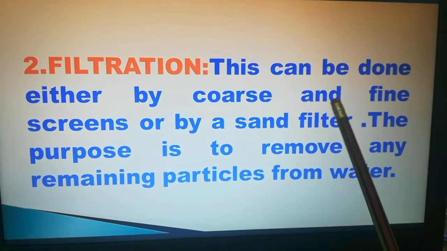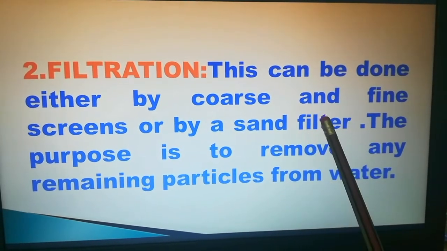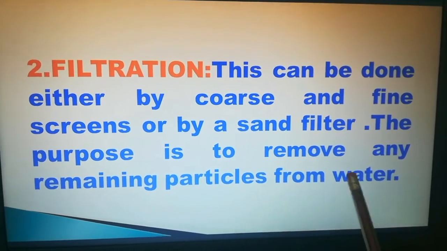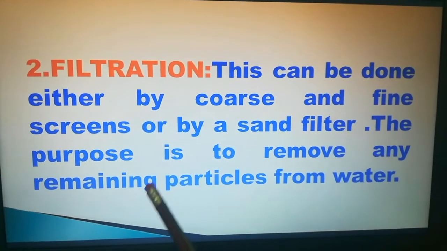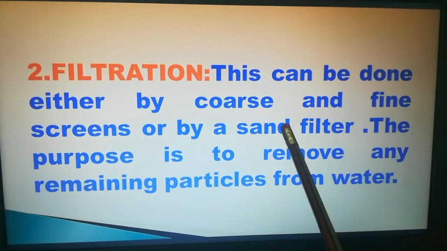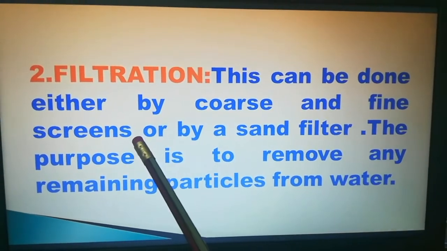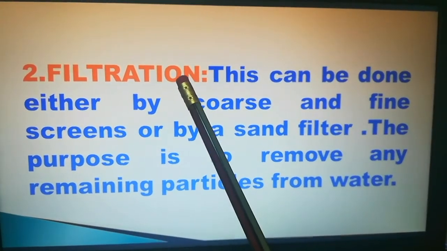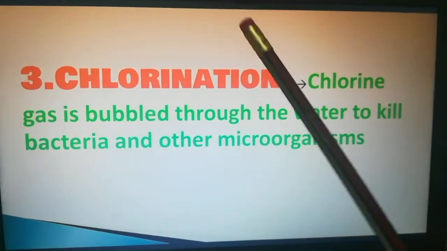What is it doing? It prevents the entering of any remaining particles in the water. It removes all the small suspended particles using sandpaper or fine screens. That step is what? Filtration.